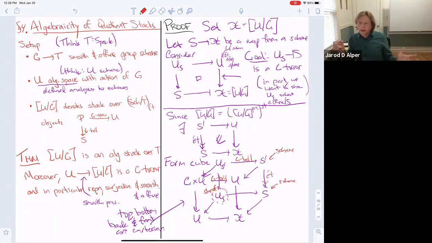And so we could use this effective descent for G-torsors. The statement that we had was that if you have the sheaf U_S over S, and after an étale cover you know it's a G bundle, then it's already a G bundle. And so we use that descent to get that U_S to S is a G bundle, and that's exactly what we wanted to show.